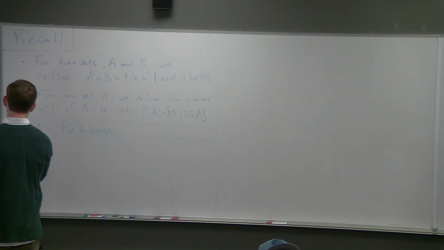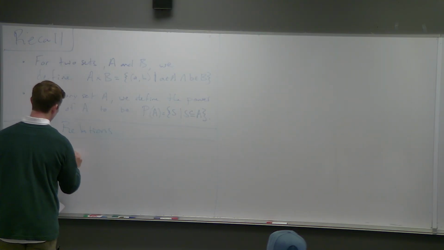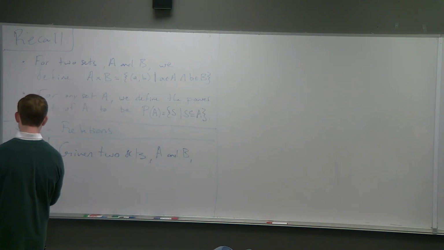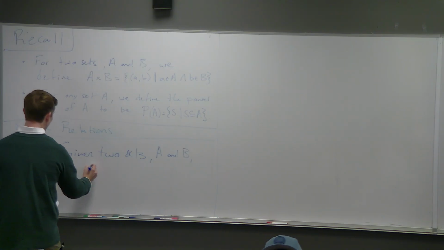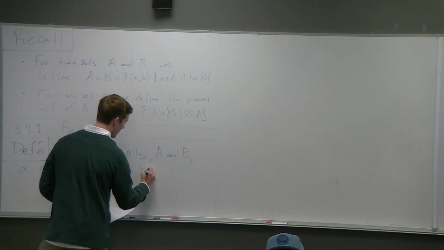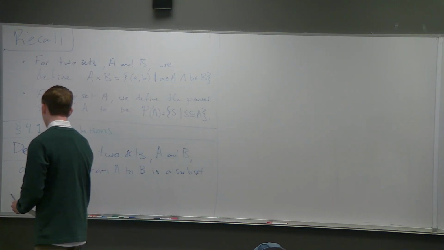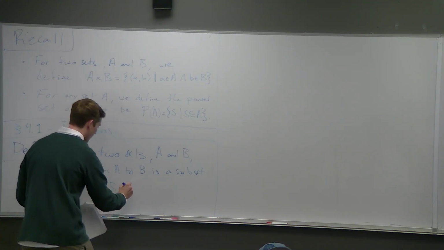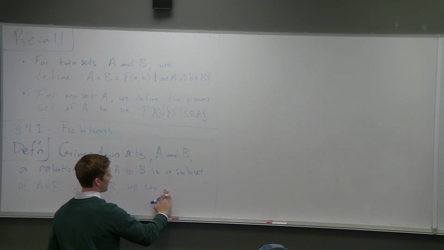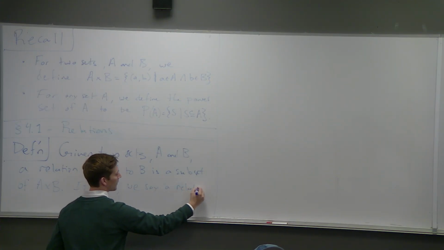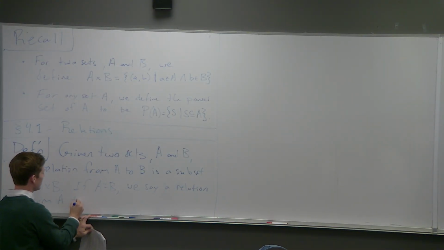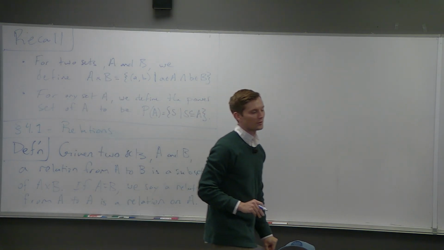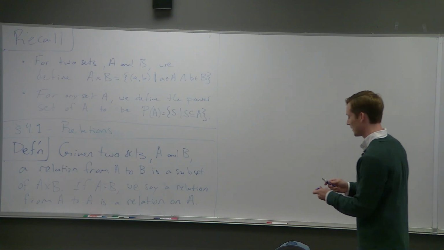Here's a quick definition. Given two sets, A and B, a relation from A to B is a subset of A cross B. If A is equal to B, I'll say it this way: a relation from A to A is a relation on A. That is, we won't say from A to A, we'll just say a relation on A in the case where A and B are the same set. So what does this mean?